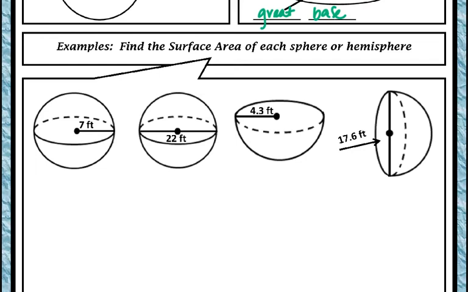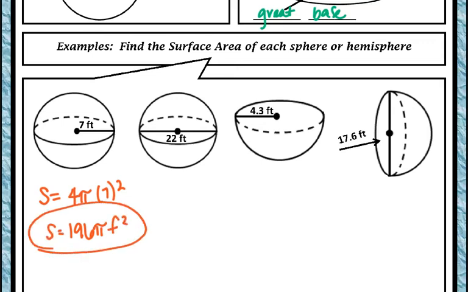So total surface area of this sphere is 4 pi r squared, and r is 7. So 49 times, is that 196? Times 4 is 196 pi. And we are in feet. So our total surface area is 196 pi feet squared.